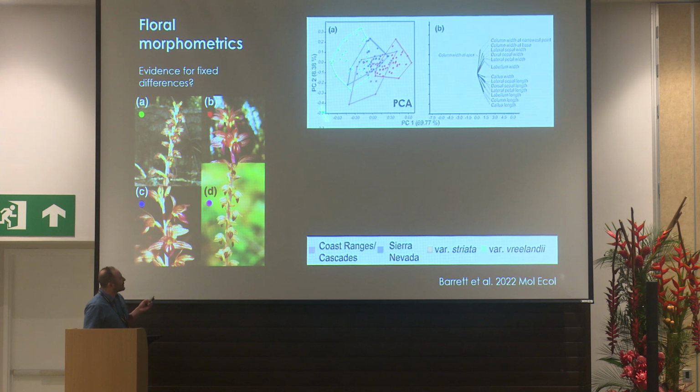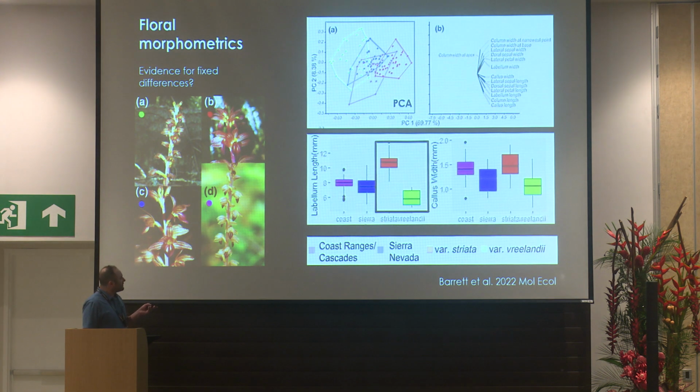We did a principal component analysis of 14 morphological characters. And the first thing we see is a pretty clear separation of variety Verlandii in green and variety striata in red. But if we ask the question, is there evidence of fixed differences as required by our species concept? Yes, in some cases. If we look at individual characters like the labellum length, the length of the lip, Verlandii and striata have a pretty clear separation, if we're using non-overlapping distributions of characters or character states as a proxy of fixed differences.